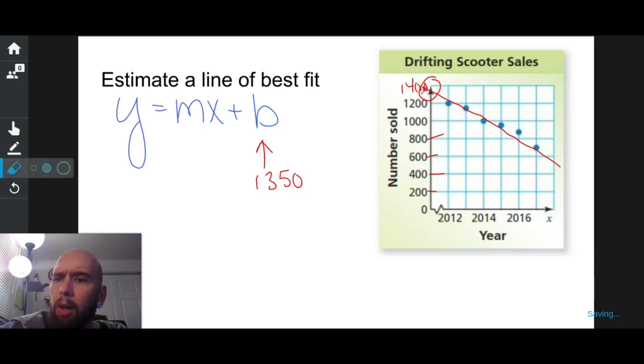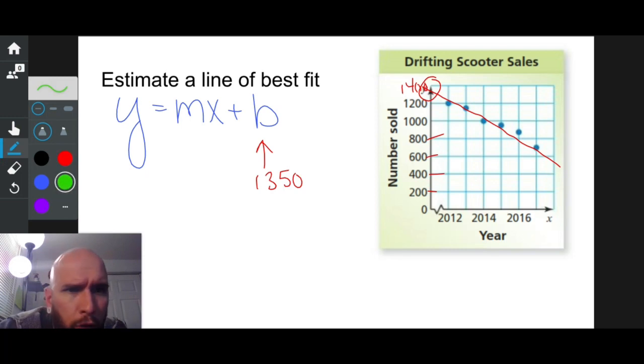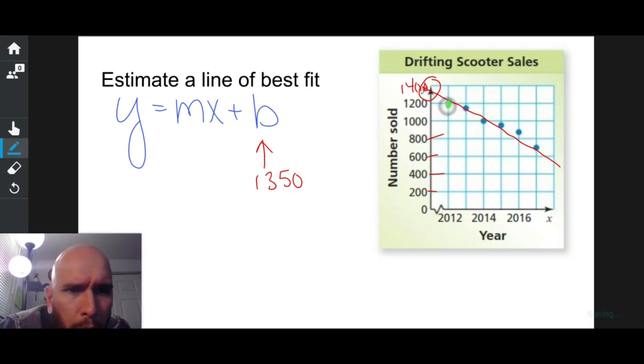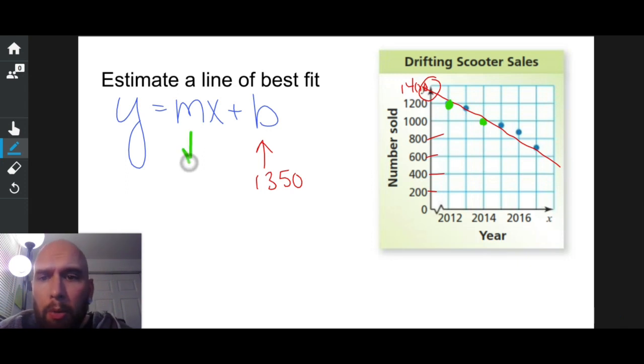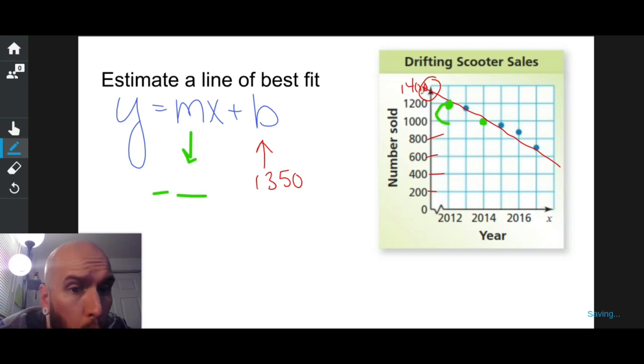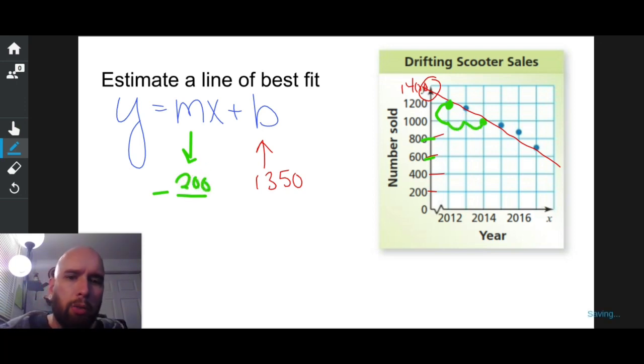And look what I have. I actually have 2 dots placed perfectly on the graph. So I could do the rise over run to easily find out what my slope would be. It's a negative slope. I rise 200. Remember, every one of these marks is 200. So I rise 200, and I run 1 year, 2 years. So negative 200 over 2.